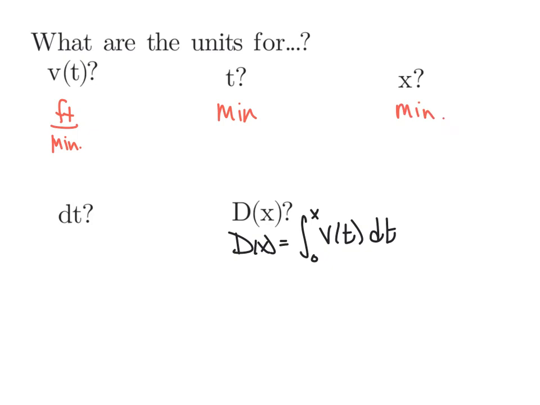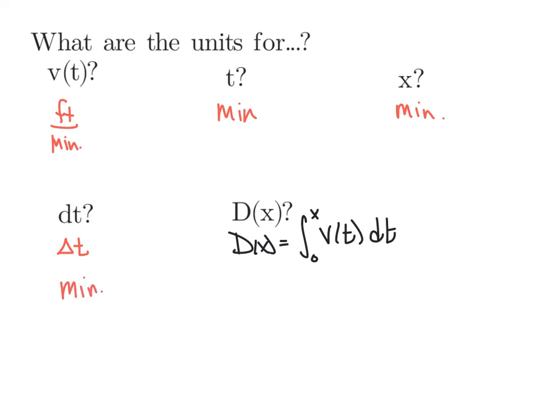What about d of t? Well, if you think about the origins of the definite integral and those Riemann sums, we said that d of t came from the change in t, or the change in time. So a change in time is still a measurement of time, and so those units would be minutes as well.